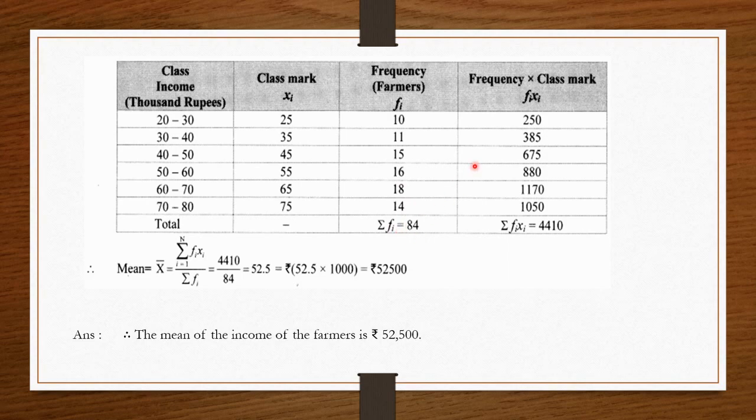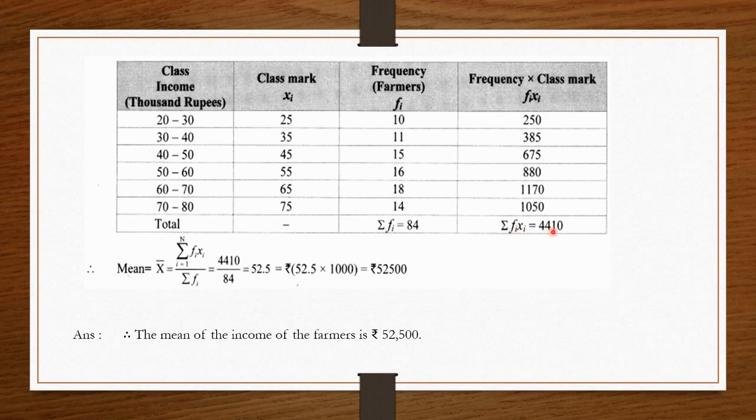Next column is the frequency into class mark, that is Fi into Xi. That is 10 into 25 is 250, 11 into 35 is 385, 15 into 45 is equal to 675, 16 into 55 is 880, and 18 into 65 is 1170, and 14 into 75 is equal to 1050. Sigma Fi Xi means the sum of all Fi into Xi, that is equal to 4410.